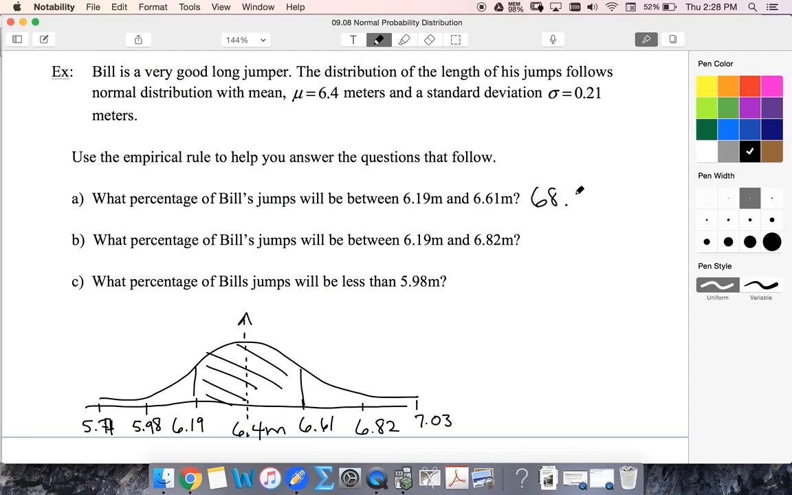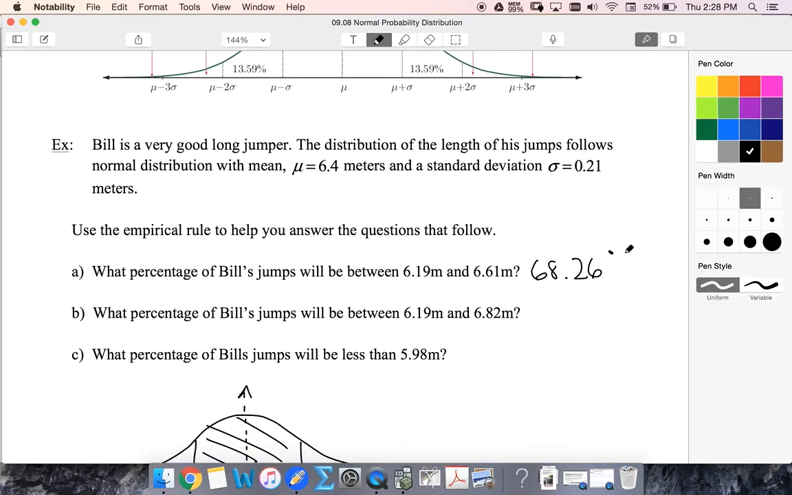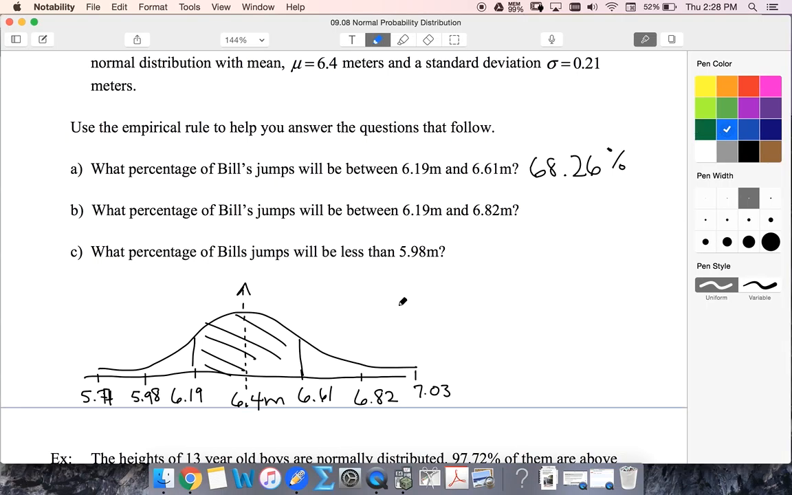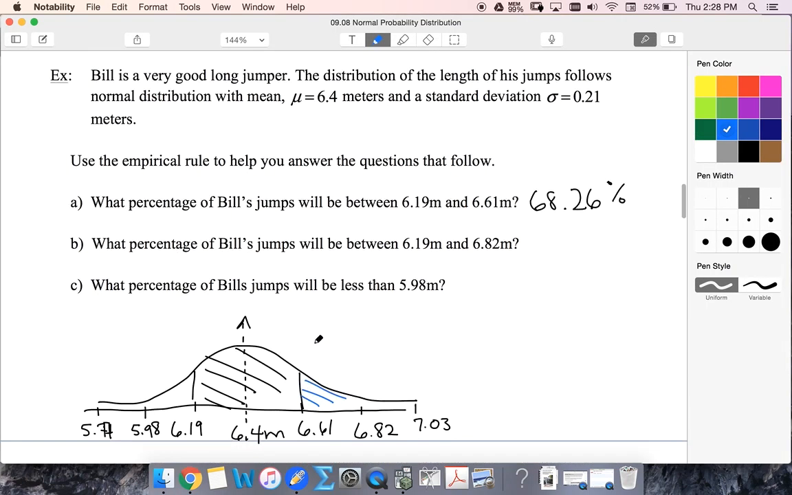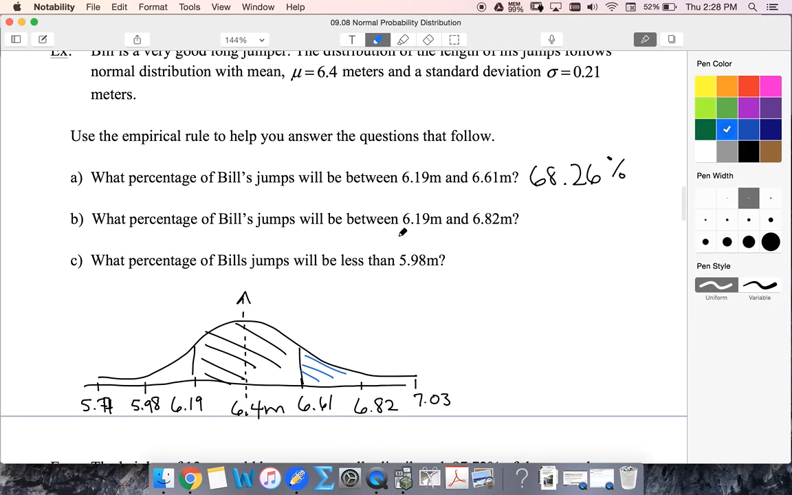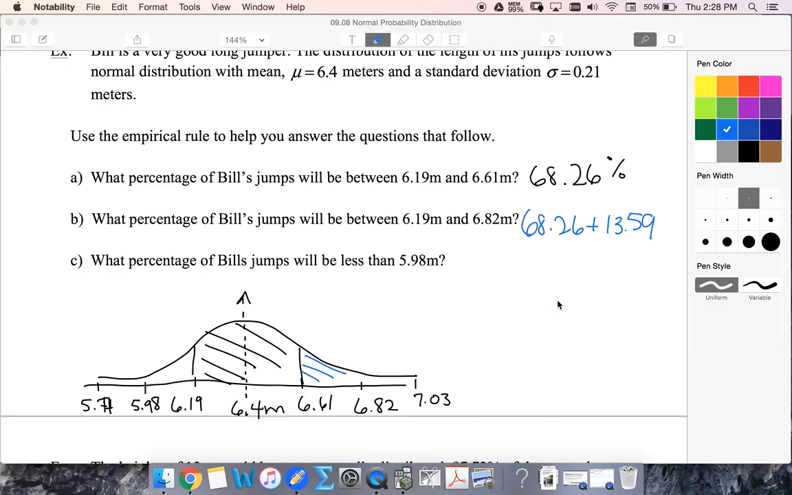So 68.26% of his jumps. 6.19 to 6.82. Well, now I'm adding in this section, and I know adding in each of those sections is another 13.59%. So we're going to have 68.26 plus 13.59. I won't even try this one. 81.85%.